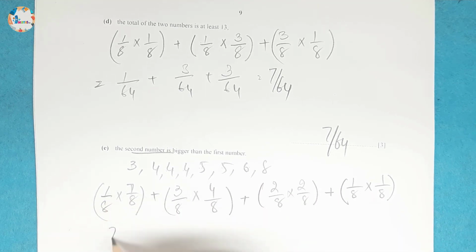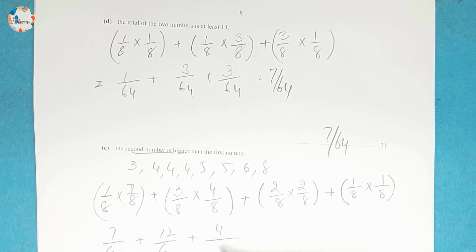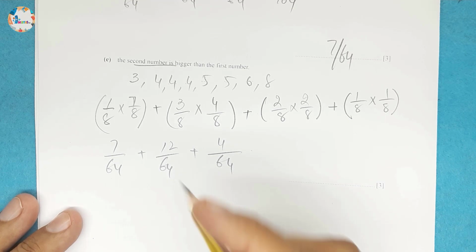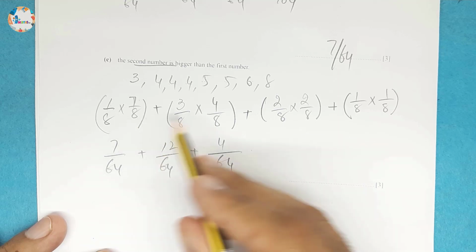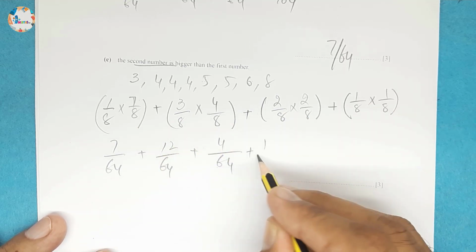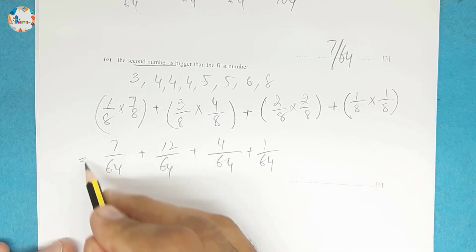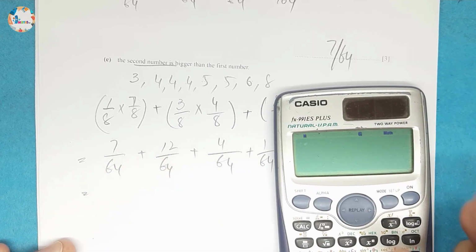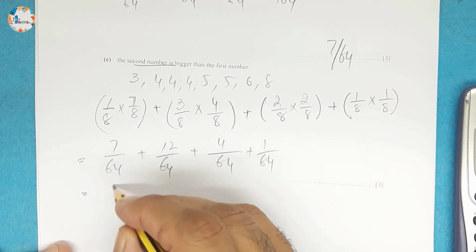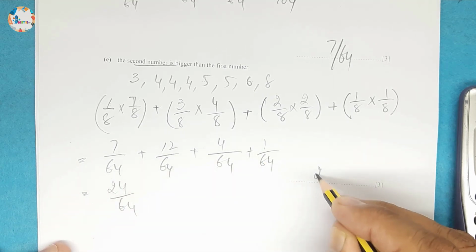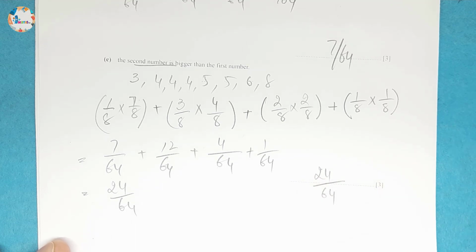If we check, this is 7 by 64 plus this will be 12 over 64 plus this will be 4 over 64, and I'll have to move the page a little, sorry for that. So here I'm just multiplying numerator and denominator separately, and we got 3 terms, and the last term will be 1 over 64. If we add this all, 7 plus 12 will be 19, plus 4 plus 1, and this will result in 24. So 24 over 64 will be our final answer for this probability question.